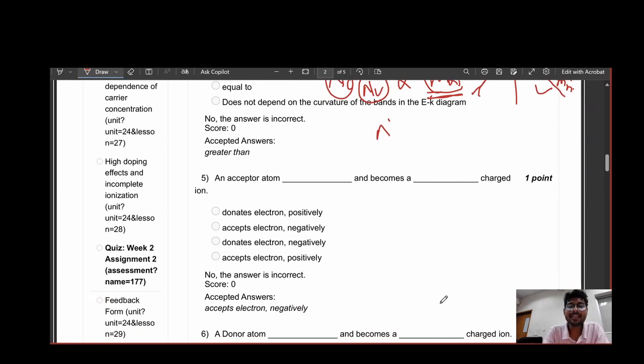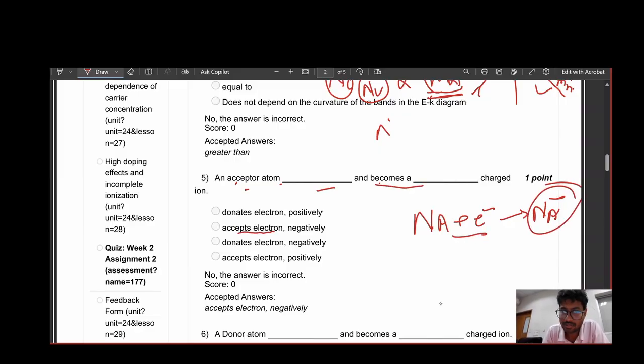An acceptor atom Na. This is the acceptor atom; it accepts an electron and changes to Na minus. So an acceptor atom accepts an electron and becomes negatively charged. This is the answer. Got it?